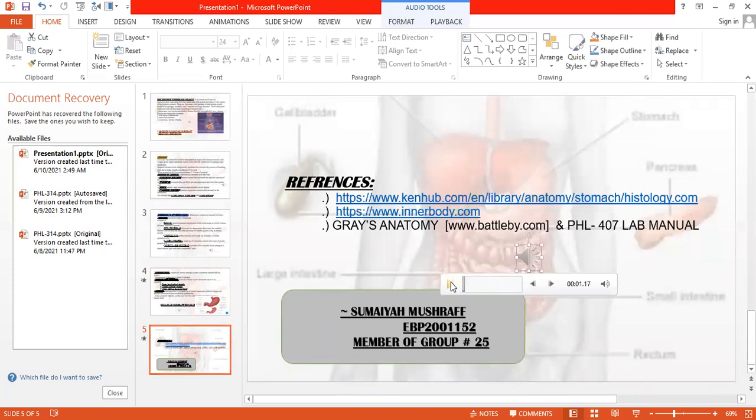Here, some of the references are present, and my topic is going to end. Further, the second portion, the glandular portion of the stomach, was the part of Shafaq, so she'll further demonstrate to you.